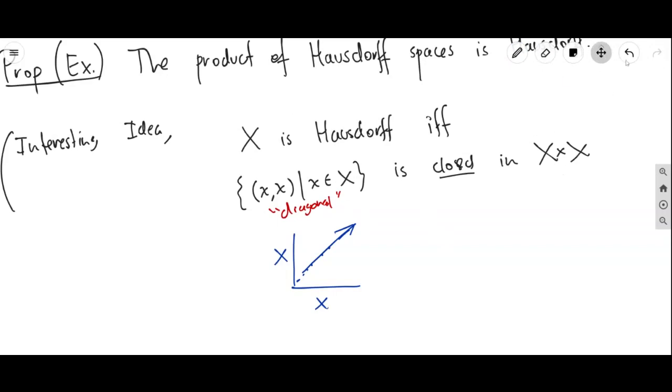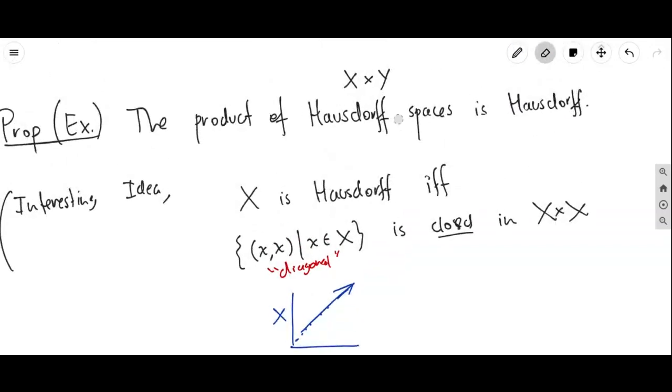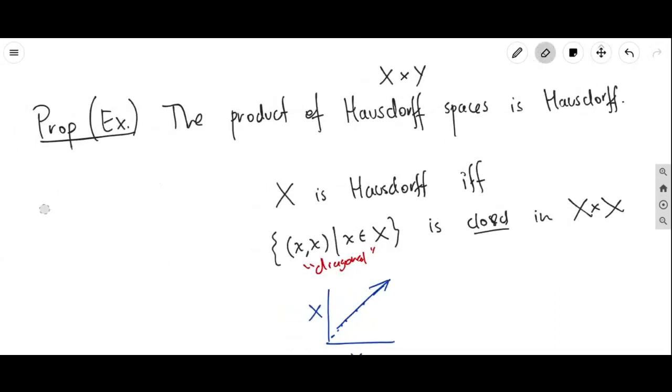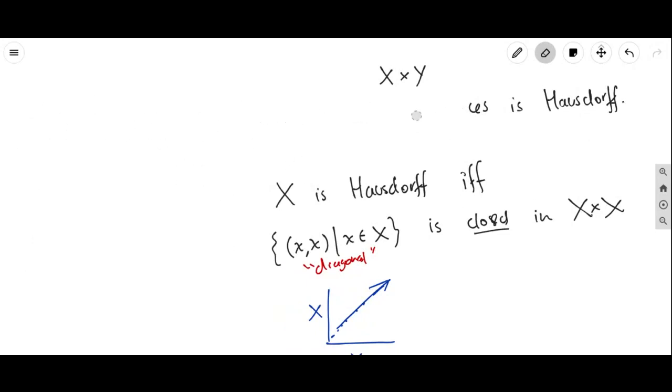And I think if you use that fact, there might be a fancy way of proving this, but I do not want to go there. Probably what would make more sense is to put this on the homework, and then you think about it, see if you could make a more elegant kind of a proof. So that's the proposition. The product of two Hausdorff spaces is Hausdorff.